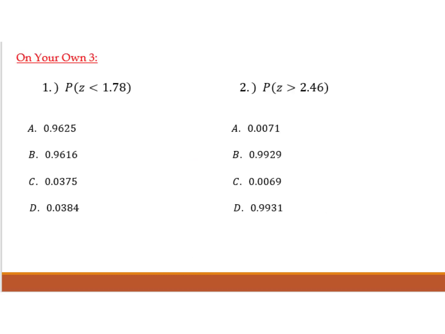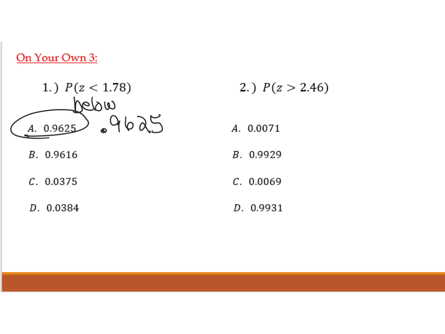All right, on the first example, we are finding the probability of a z-score less than 1.78. Less than, remember, does mean below, and below is what our table shows. So I'm going to go to my table, and I'm going to look up 1.78, and I see that it is the decimal 0.9625, which is answer A.